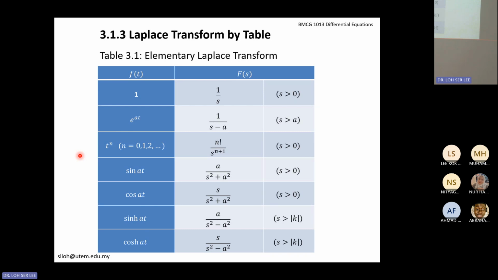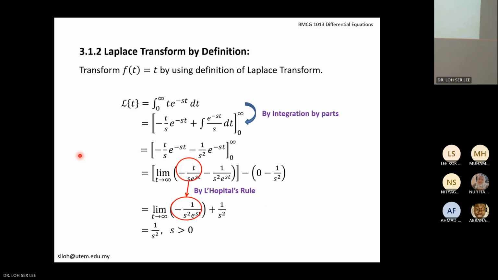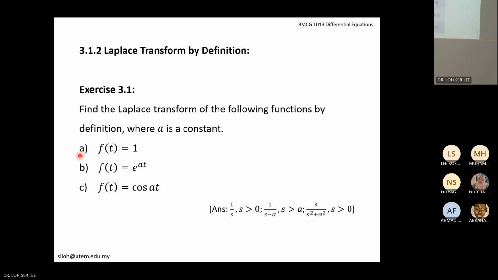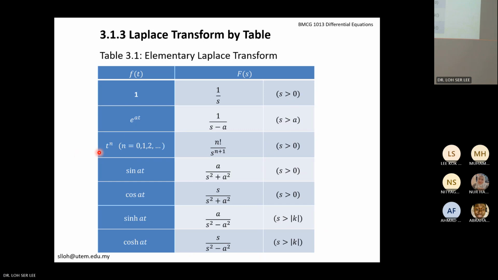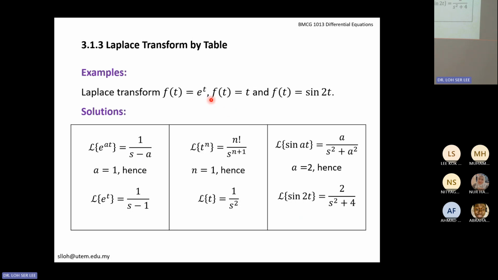Recall in the last class, you learned how to get the Laplace transform through the definition, meaning that you have to do the integration. Then you get this Laplace transform formula. Today we will look at how to use this table to get the Laplace transform done. We look at this example.